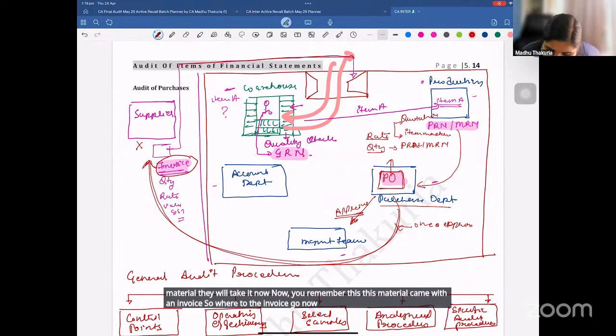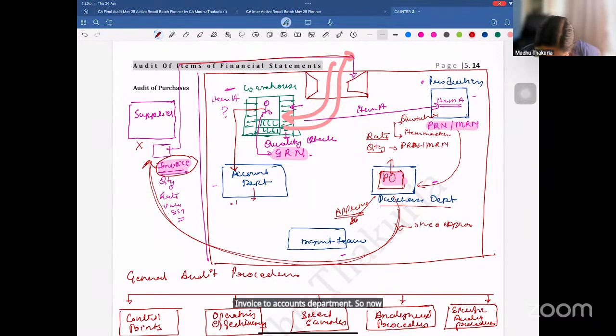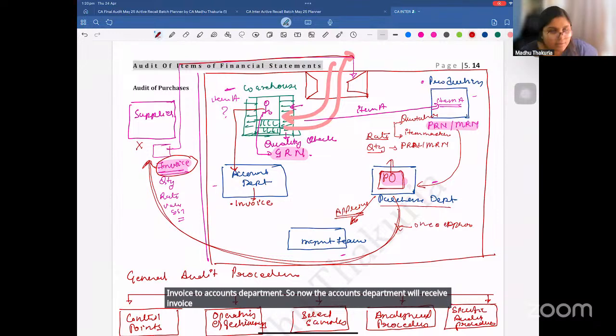The warehouse manager will send the invoice to the accounts department. So now the accounts department will receive the invoice. But can the accounts department make the accounting entry, the purchase entry, just on the basis of the invoice?